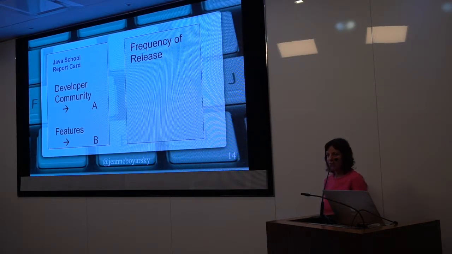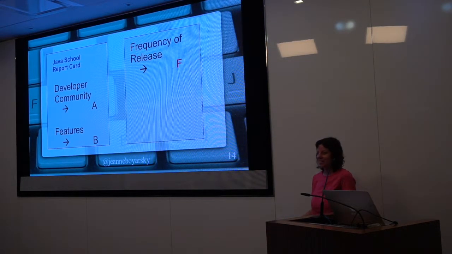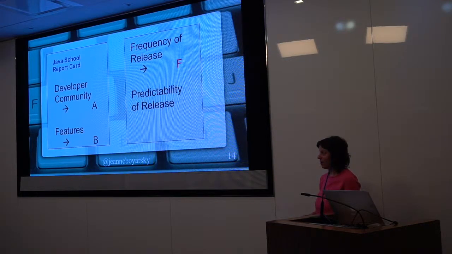Then we have frequency of release. So we know Duke's a really good student, and really, Duke? An F? And come on, you're saying you're releasing every 2 years and you're releasing every 3 years. This isn't frequent. But okay, it wasn't frequent, but it was predictable, right? Because we knew exactly what date Duke was going to release Java.